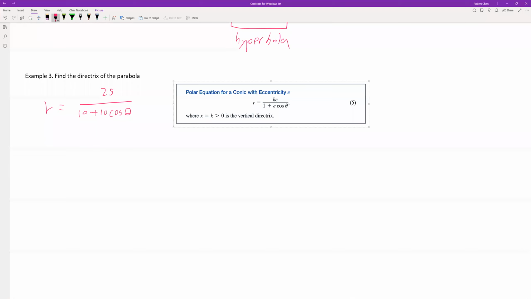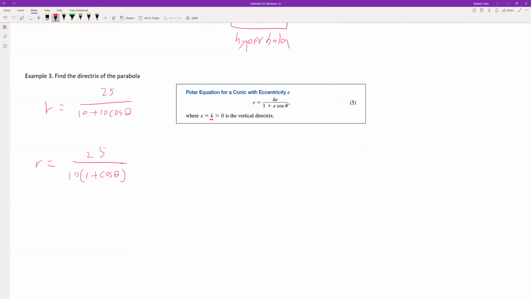All right, next we are given the equation of a parabola in polar form, and we want to find what the directrix is. So in the general form, the directrix is going to be the value of k, so we want to figure out what the value of k is. So let's see. First, let's factor out a 10 from the denominator. We have 1 plus cosine theta.